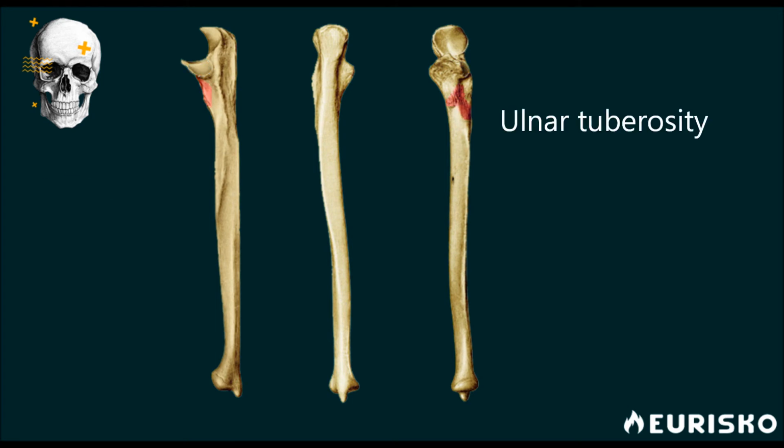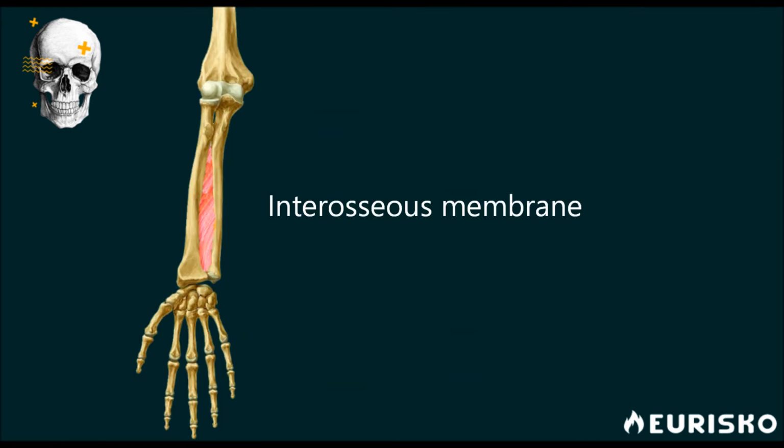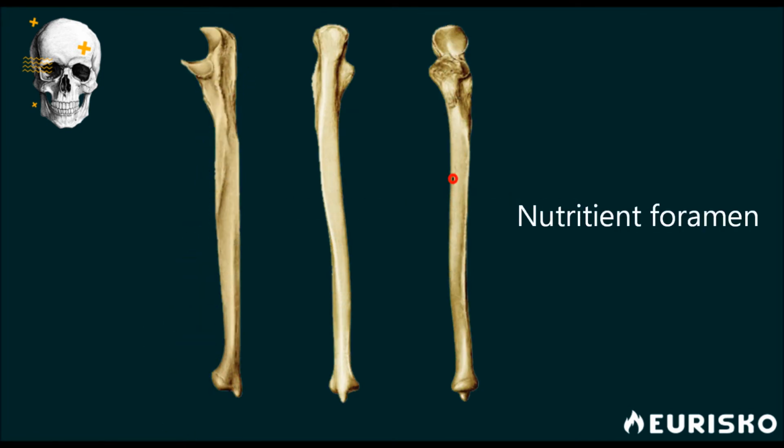Ulnar tuberosity serves for muscle insertion, and there is another insertion point for muscle: the supinator crest on the lateral surface. The shaft of the ulna has three margins: anterior, posterior, and interosseous, covered by the interosseous membrane. You can also see a nutrient foramen. An artery passes here to provide blood supply to the bone.